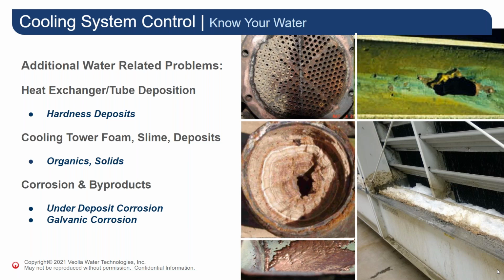As mentioned before, hardness deposits can form very tenacious deposits in high heat flux equipment such as exchangers, condensers, chillers, production reactors, etc. This is due in part to what's called the inverse solubility of calcium. In other words, as temperature rises, calcium actually becomes less soluble in water, which makes it more commonly deposit on hot surfaces rather than on cold surfaces.